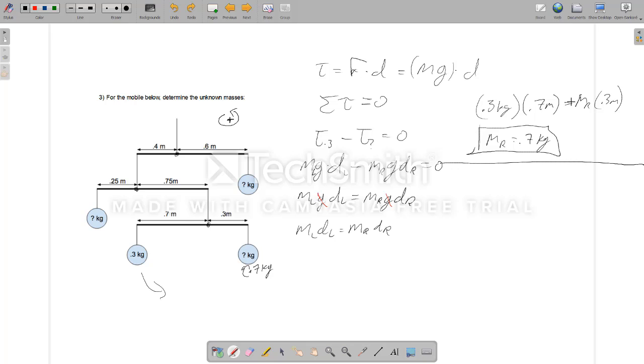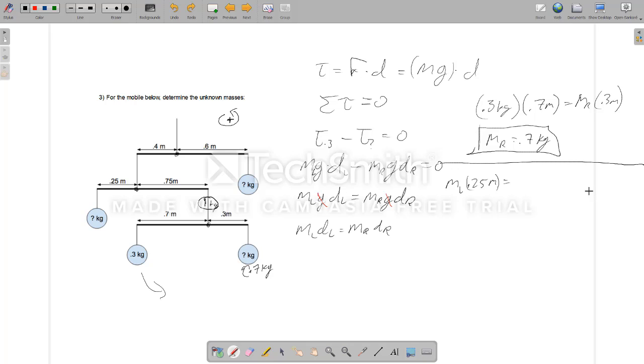So now we're going to do the same equation, mass left times distance left is equal to mass right times distance right. So we have mass left, which we don't know, times the distance on the left, which is 0.25 meters, is equal to the mass on the right times the distance on the right. Now, because this whole piece of the mobile is hanging on the right, we're going to add the two masses of each one of these, and that's the same as if there was one mass here equal to these two masses. So this is 0.7 plus 0.3, which gives us a mass of 1 kilogram hanging on the right.